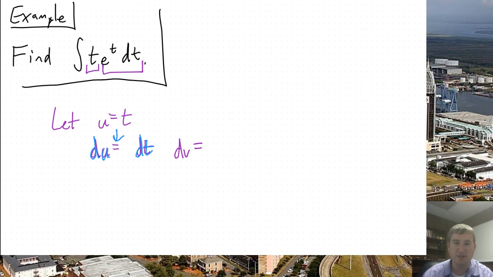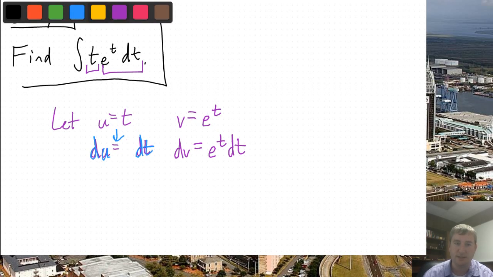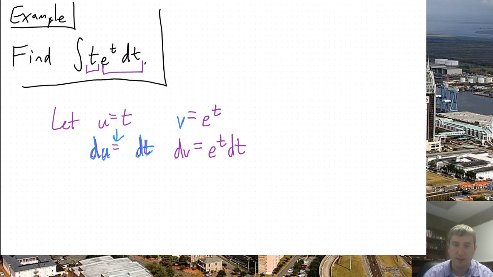And the dv should be something that doesn't get worse when you integrate it, and you should know how to integrate it, of course. And e to the t is awesome because it's its own derivative and its own integral. So my v, which again, to be consistent, I'll put in blue for this video, is just e to the t again.